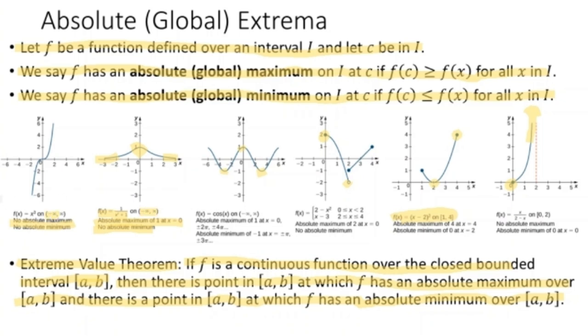If we look at the first two graphs, where the domain is negative infinity to infinity, the first graph had no absolute extrema, while the other only had one. So we can see that a bounded interval is necessary. However, it does have to be closed.